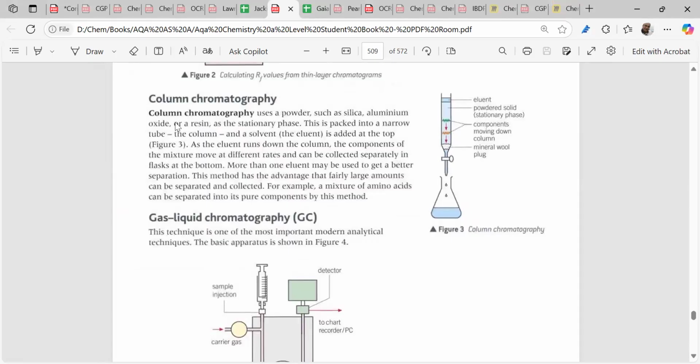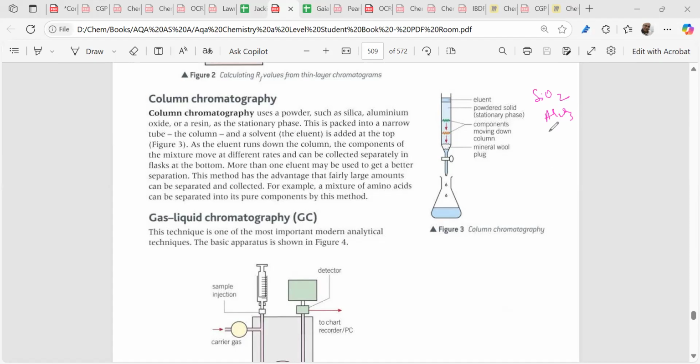They're trying to use a powder, right? It's a solid. The stationary phase is a solid. Usually we can take SiO2, or we can take Al2O3, or any other substance which acts as a stationary phase. Is it clear to you guys?